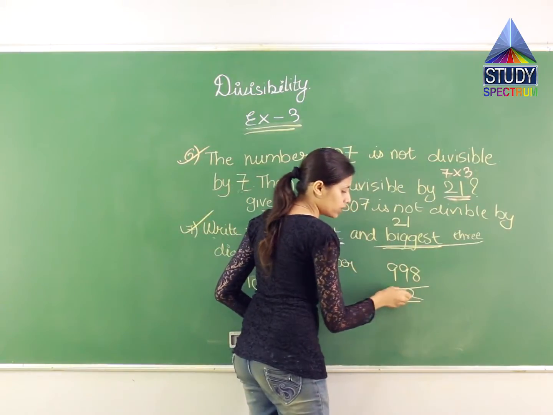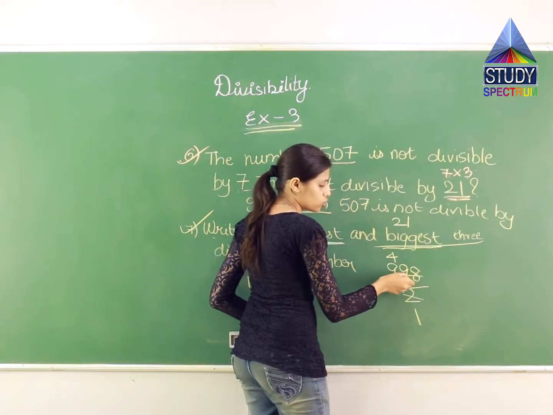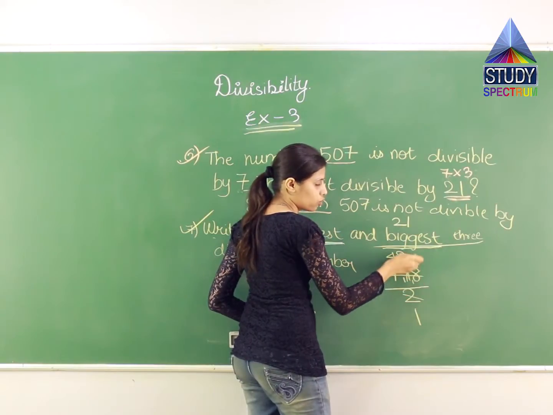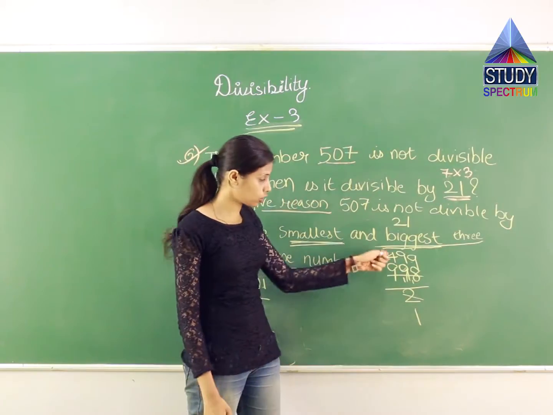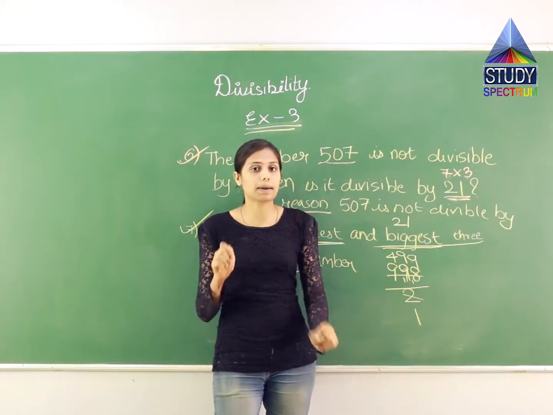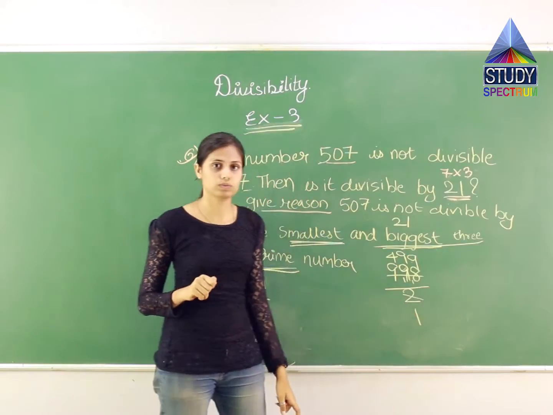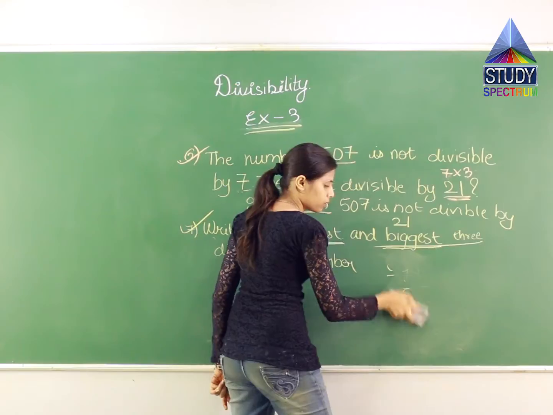If I divide it by 2, then 2 4s are 8, 2 9s are 18, and the answer will be 499. So can you see this? This number is divisible by 2. Remember, every number that ends in an even digit will be divisible by 2. So it is divisible by 2, and this is also not possible.